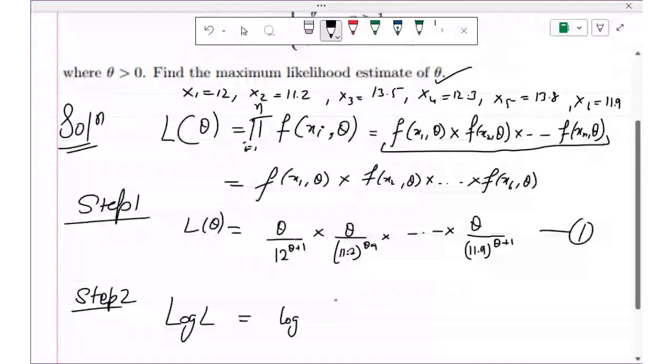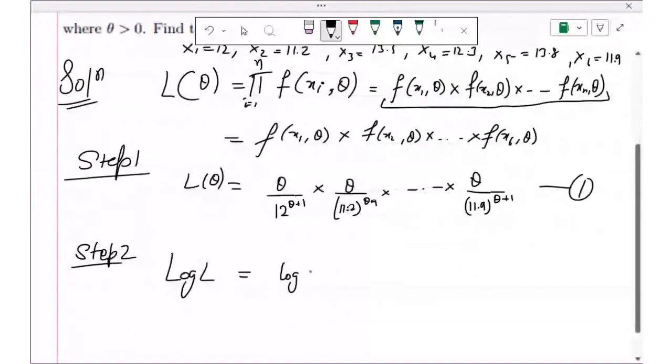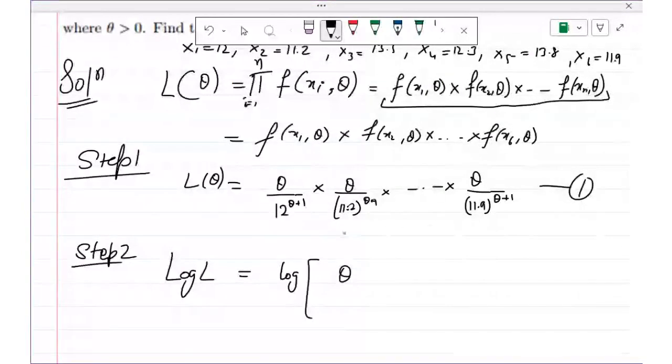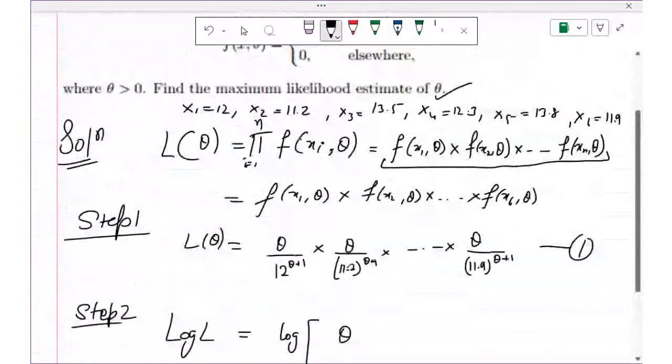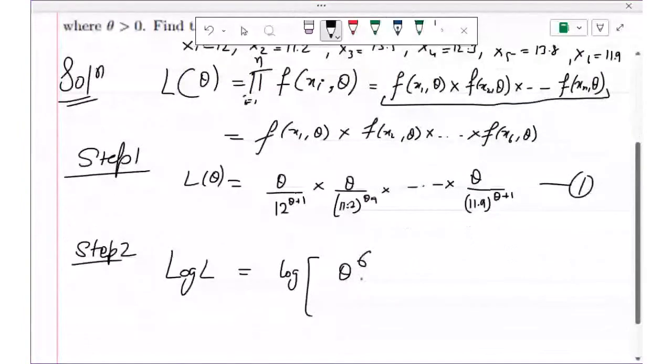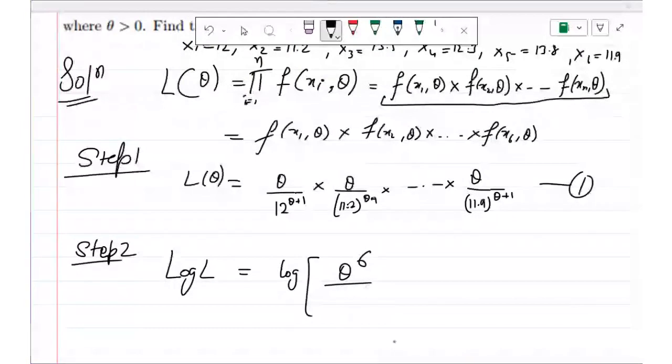Okay, so now we will find the log L. For finding the log L, first I am simplifying the function which we have. We have theta, because I have 6 values, X1, X2, up to X6. So this theta will be 6 times, so theta power 6. And in the denominator, I have different values raised to power theta plus 1.